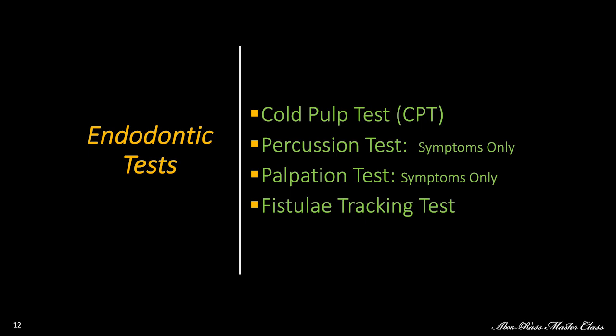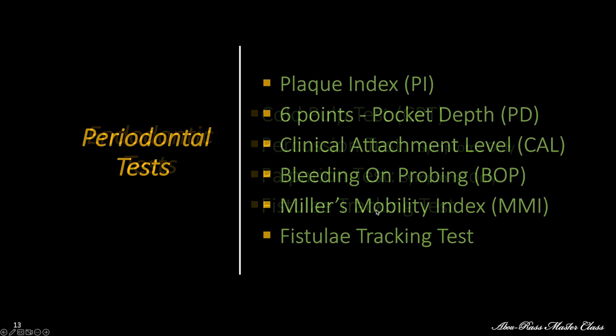The only tests useful if a patient has symptoms, AA or AP, will be the percussion test and the palpation test. If you have a fistula tract, it should be traced. We perform a complete periodontal assessment, the traditional: the pocket depth, the clinical attachment level, the bleeding test, the Miller mobility test, and then fistula tracking if present.